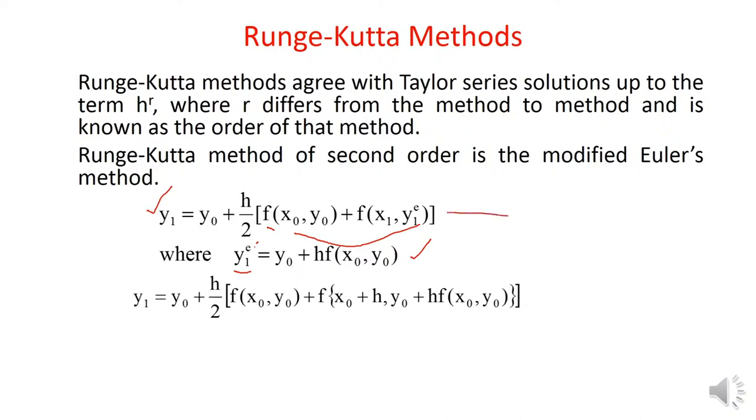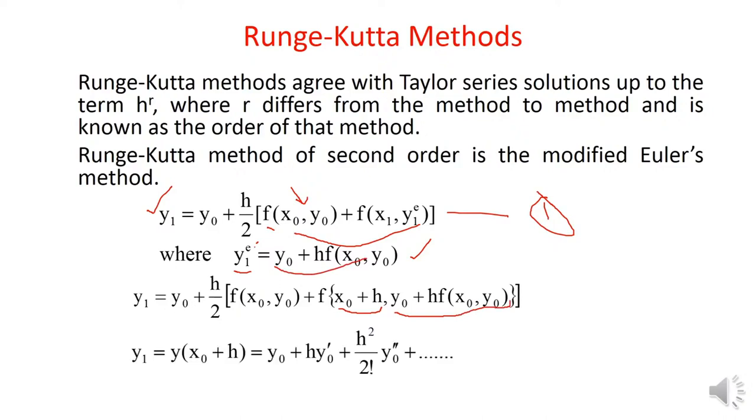अब हम y1e की वैल्यू फॉर्मूला है जो कि ये 1 है, इसमें सब्सटीट्यूट कर देते हैं। सो y1 इज इक्वल टू y0 प्लस h बाई 2, फर्स्ट टर्म एज इट इज है f(x0, y0), प्लस सेकेंड टर्म में x1 को हमने रखा x0 प्लस h। सो f ऑफ x0 प्लस h, और सेकेंड एलिमेंट है y1e, तो ये हमने आइलर फॉर्मूला से y1e की वैल्यू सब्सटीट्यूट कर दी जो यहाँ पर हमने डिपिक्ट की थी, y0 प्लस h f(x0, y0).